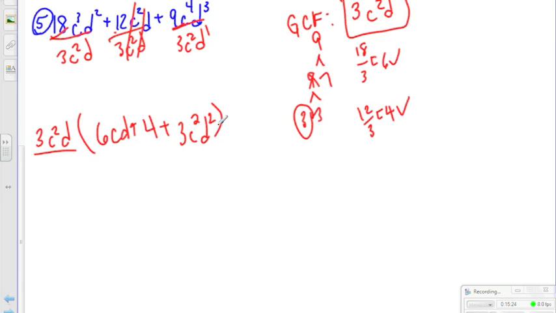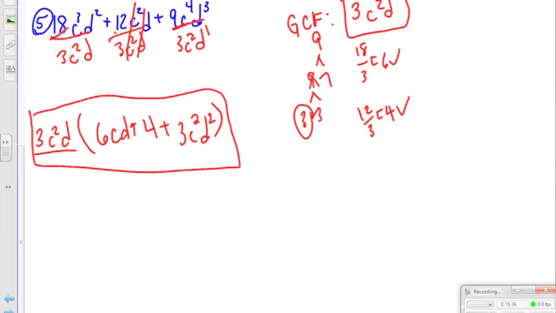So 6cd plus 4 plus 3c squared d squared is inside our parentheses. And our GCF, 3c squared d, is on the outside. And that finishes up factoring by GCF.